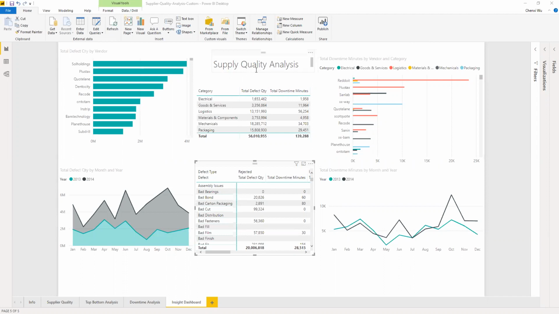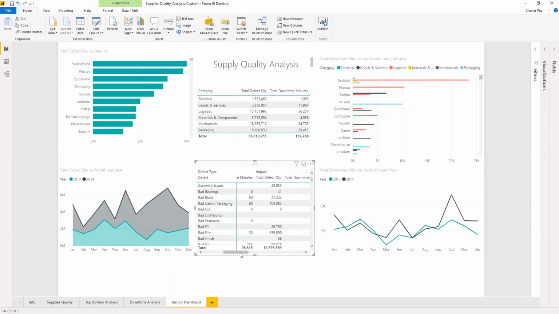And in the middle, we have the category with the total defect quantity, and then the total downtime associated with each category. And by clicking on each one of those, we'll get a breakdown, which I will go over later in the presentation. And the second graph I wanted to make is the defect type with the stats of the defect, as well as the total defect quantity and the defect downtime it caused.